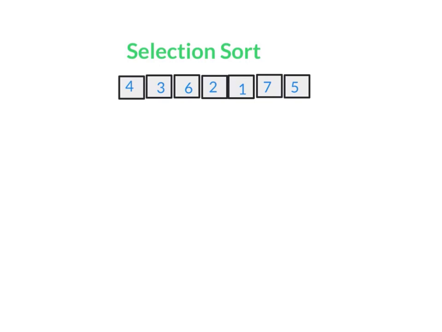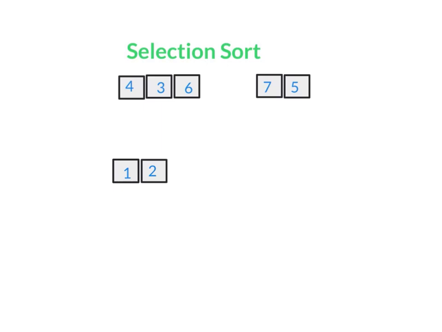So our first pass in selection sort, 4 is the smallest we've seen so far, but 3 is smaller, so now 3 is the smallest. 6 is not smaller than 3, but 2 is, so 2 is the smallest. Now 1 is the smallest. 7 and 5 are both larger than 1, so 1 is still the smallest. So we're going to take 1 and put it in the first spot. Then the next smallest is going to be 2. 4, 3, 6, 2, 7, 5.